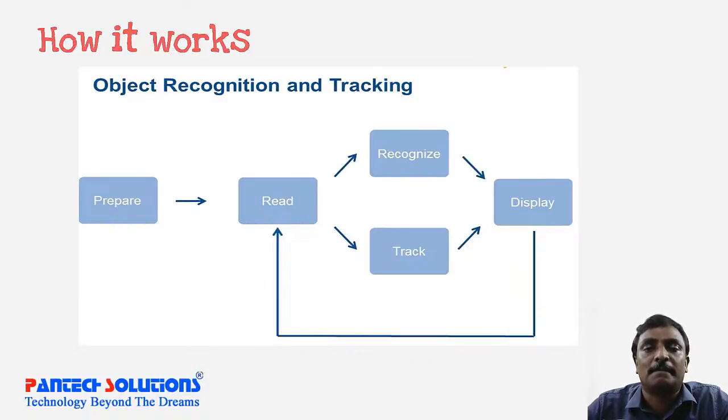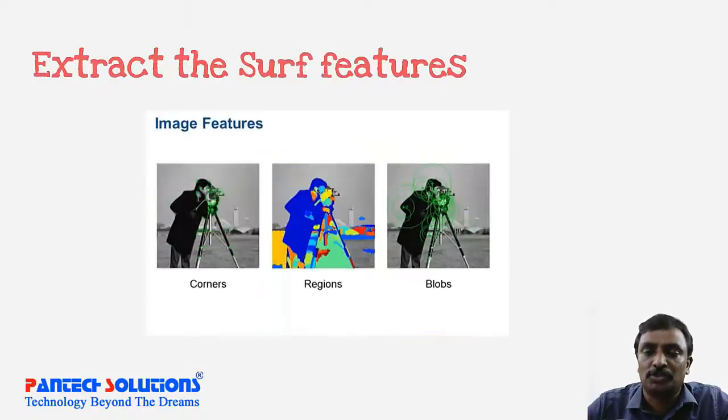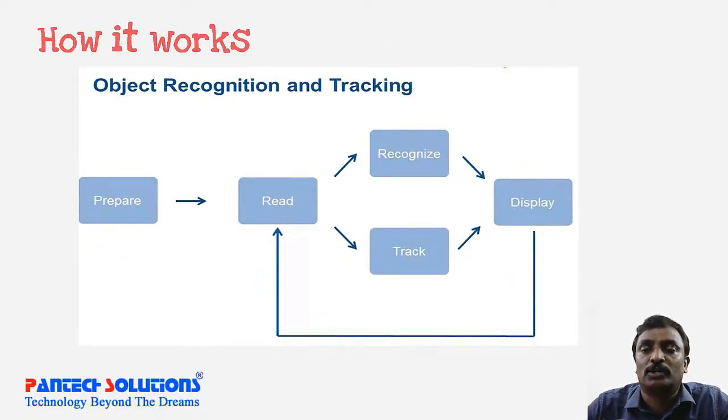You read the snapshot from the camera and you get the target image, and you map the features. You recognize based on the features, like the corner features, the region features, or the blob features. In the previous case, in object detection, we used SURF features to map the features of the target image as well as the reference, the real-time image captured from the camera. We map the features and find the object. Then you recognize and display. Finally, it has to be tracked for each and every frame, and you could get the tracking video.